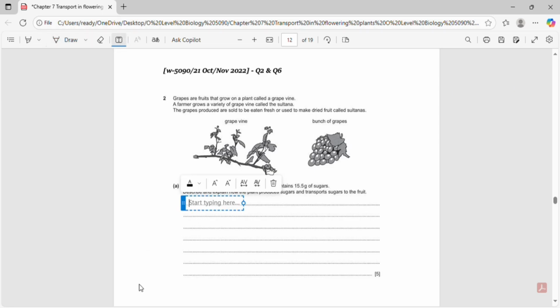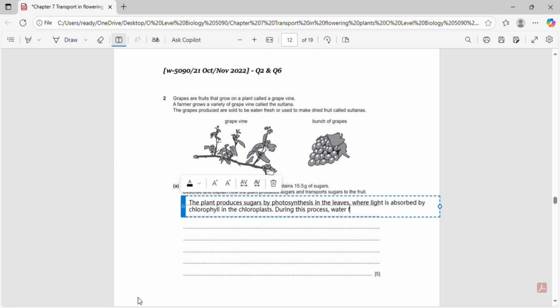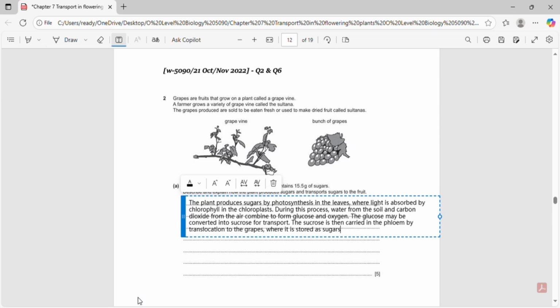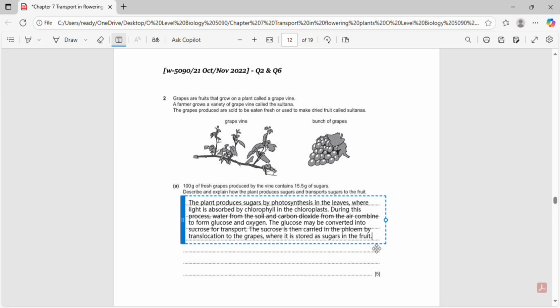And, the correct answer is, the plant produces sugars by photosynthesis in the leaves. Light is absorbed by chlorophyll in the chloroplasts, and during this process, water from the soil and carbon dioxide from the air combine to form glucose and oxygen. Some of the glucose is then converted into sucrose for transport. The sucrose is carried through the phloem by a process called translocation, and finally delivered to the grapes, where it is stored as sugars in the fruit.